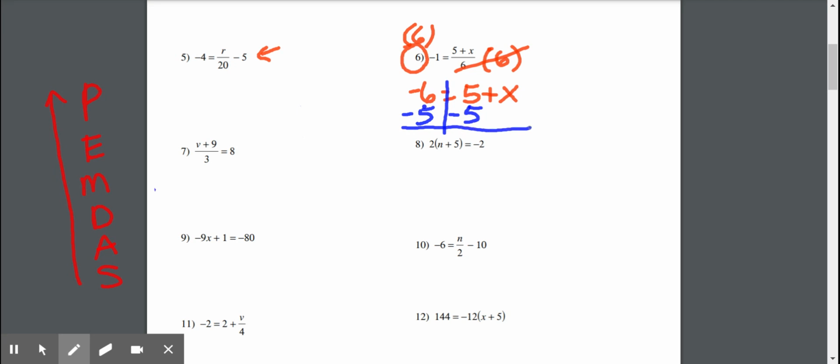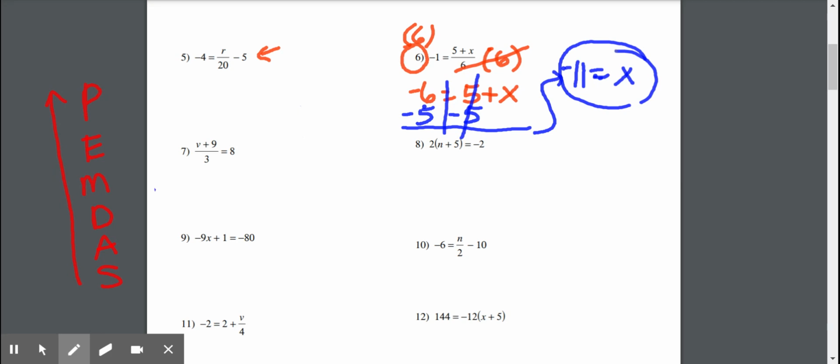Negative 6 minus 5, again, use your calculators to double check, is negative 11. A negative and a negative make a bigger negative. 5 minus 5 is 0, so then we are just left with x on the right side. So our final answer, since we have x by itself, would be negative 11.